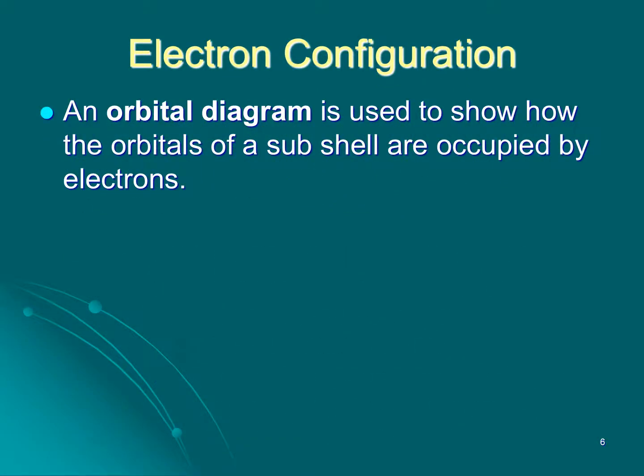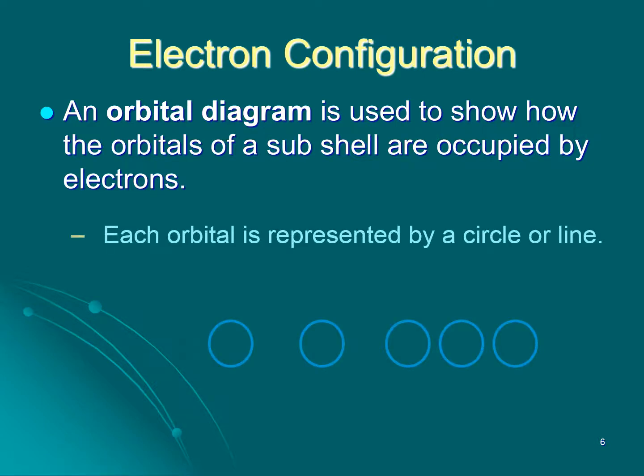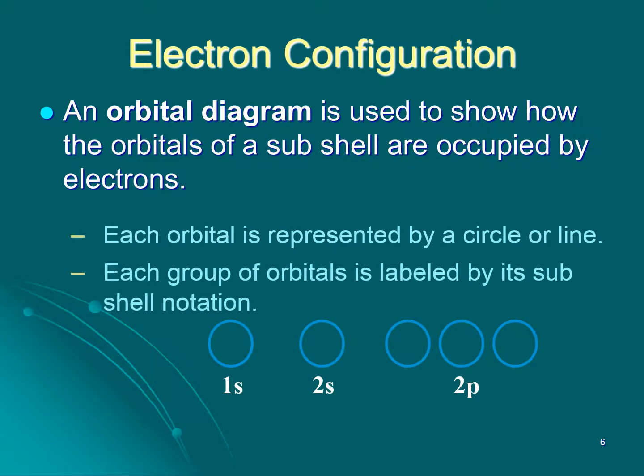Okay, an orbital diagram is a little bit more than the electron configuration, and it actually shows the electrons in the subshells. In an orbital diagram, each orbital is represented by either a line, a circle, or a box. It depends on what you're using. In this presentation, we're going to show them with a circle. And we're going to label each orbital and each subshell. On the first shell there's only a 1s subshell, and the 1s subshell has 1 orbital, so that's represented by 1 circle.